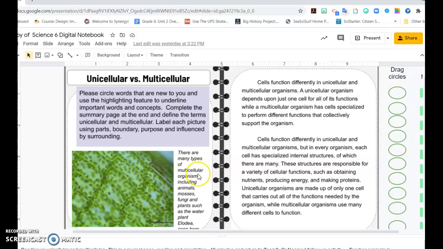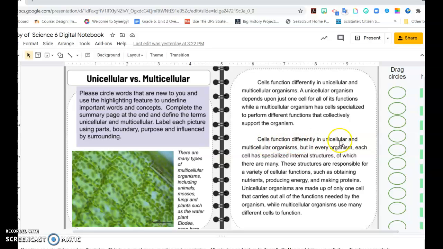There are many types of multicellular organisms, including animals, mosses, fungi, and plants such as the water plant Elodea, seen here. Cells function differently in unicellular and multicellular organisms. A unicellular organism depends upon just one cell for all of its functions, while a multicellular organism has cells specialized to perform different functions that collectively support the organism.